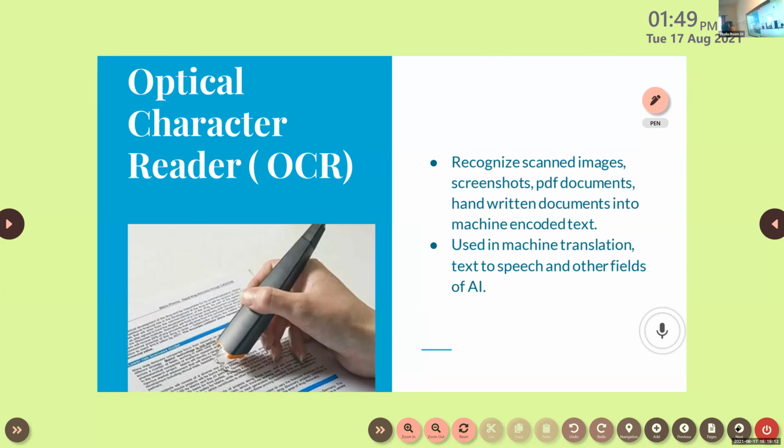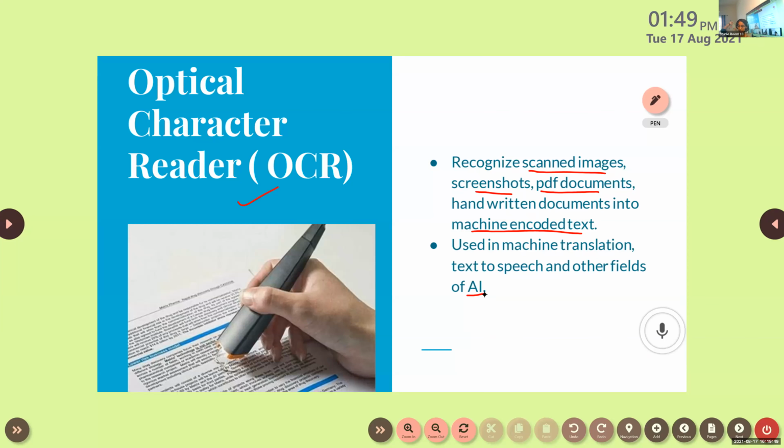Last input device, OCR. OCR stands for Optical Character Reader. What is the purpose of this? It recognizes scanned images, screenshots, PDF documents or handwritten documents into machine encoded text. Using this, we can recognize scanned images, screenshots, and handwritten documents. It is used in machine translation and text to speech and other fields of AI. AI stands for artificial intelligence.